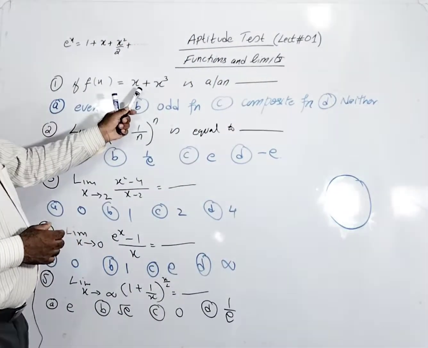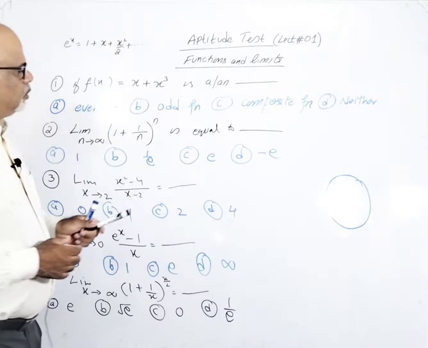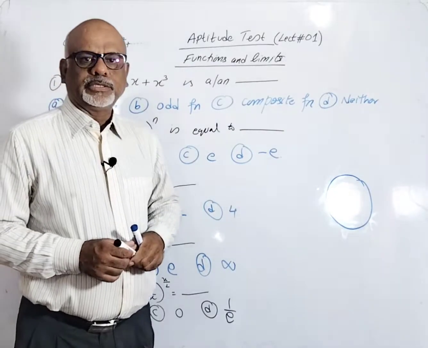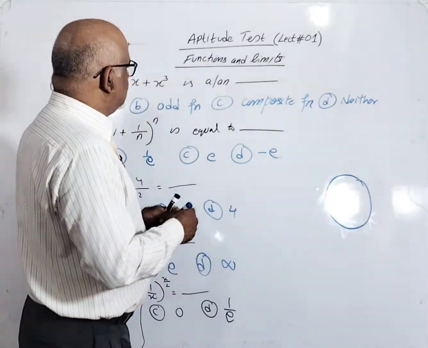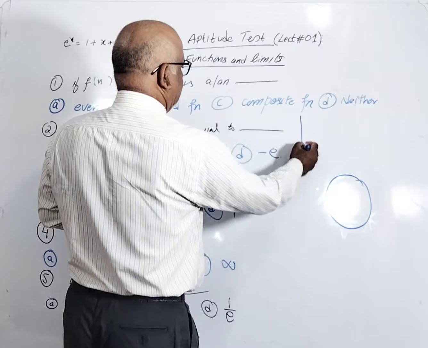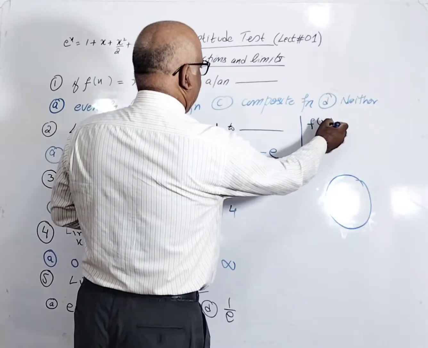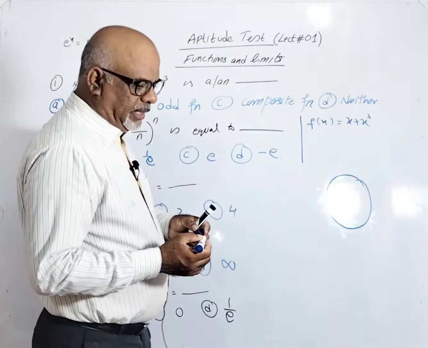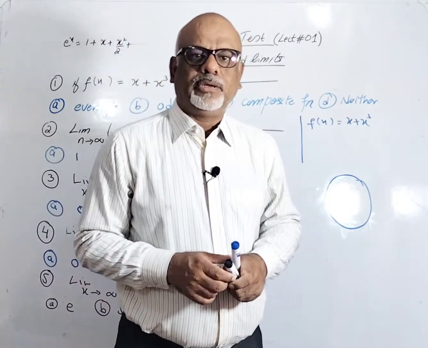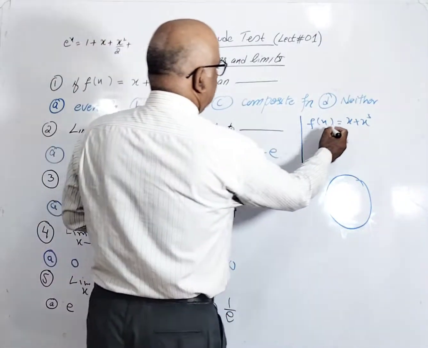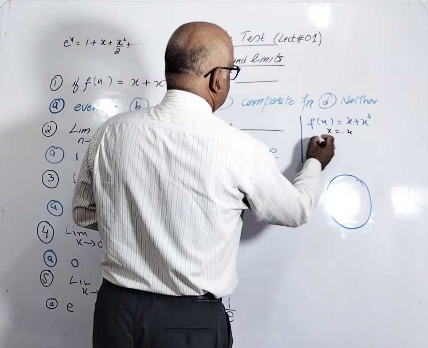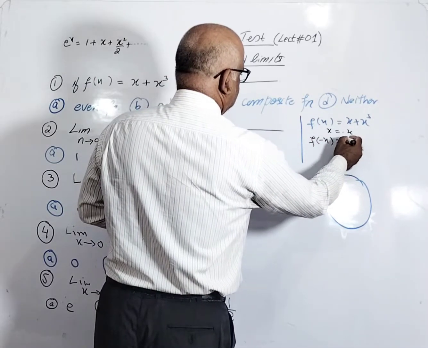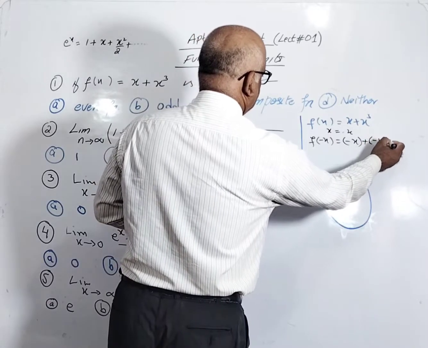If f of x is equal to x plus x cube, we have to see whether it is an even function, an odd function, or neither. So here f of x is given: f of x is x plus x cube. To check whether the given function is even or odd, we have to replace x by minus x. So this is minus x, and minus x cube.